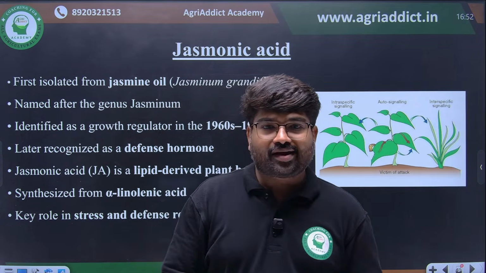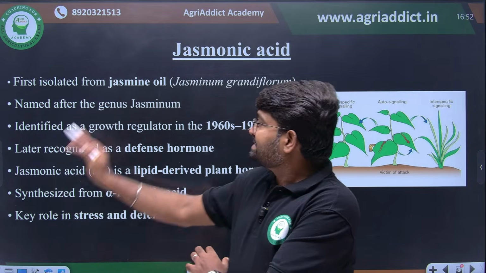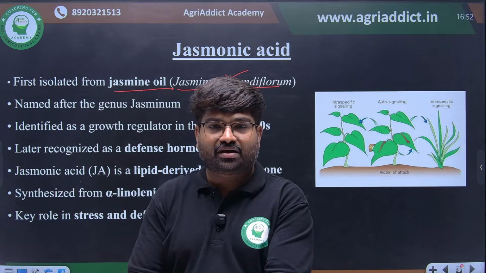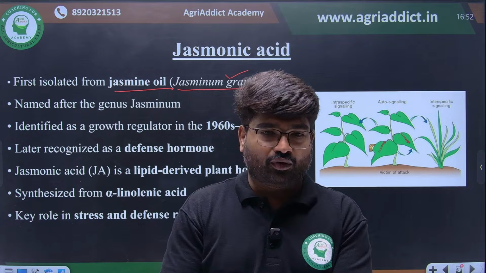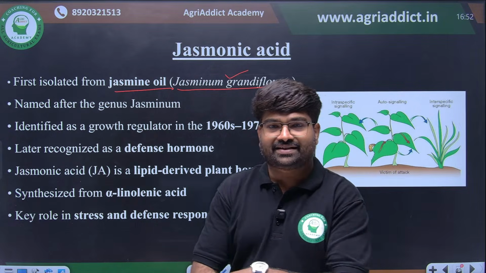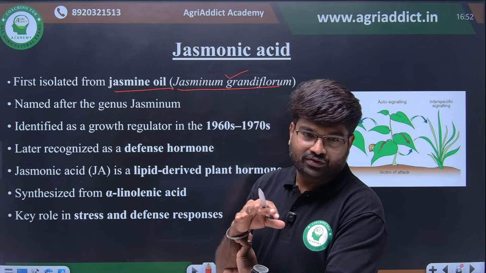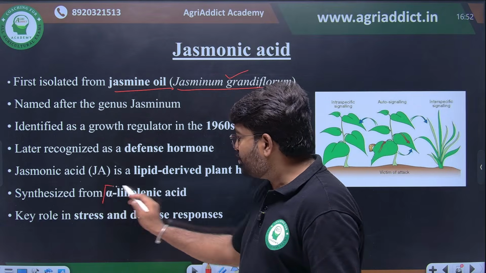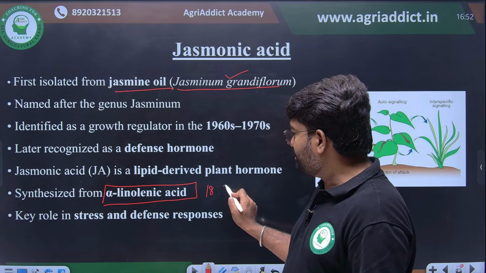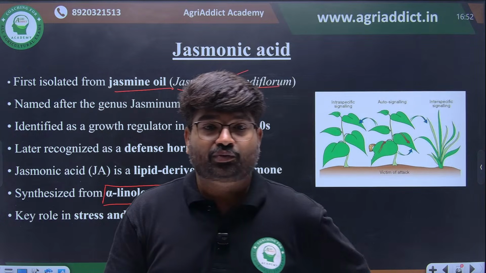Now we are coming to jasmonic acid. Jasmonic acid was first isolated from jasmine oil, that is Jasminum grandiflorum. The most important and repeated question they are asking about jasmonic acid is its precursor. The precursor for jasmonic acid is a fatty acid. Particularly, it's alpha linolenic acid, an 18 carbon fatty acid with 3 double bonds. This is the example of a precursor for jasmonic acid biosynthesis.